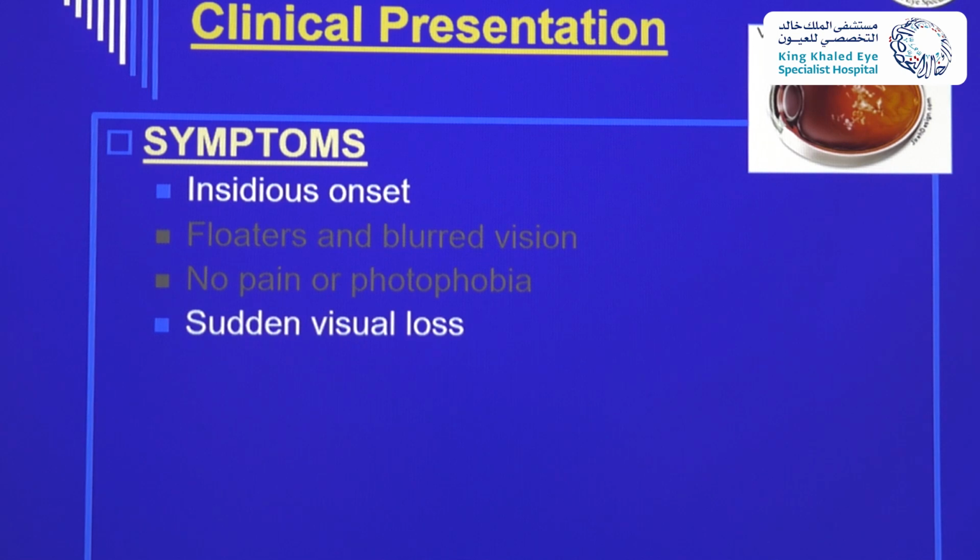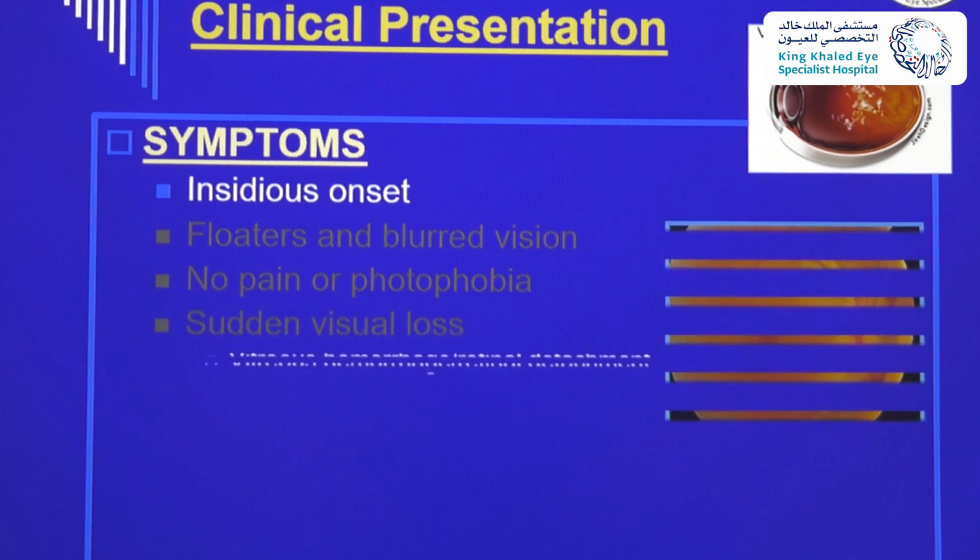Might they have sudden loss of vision? Why? Here we have to think about the complications of the disease. What are the most common complications of the disease? This is not that obvious, but think about it. This patient might have, as we said, multiple sclerosis, might have peripheral ischemia, might end with sudden vitreous hemorrhage, and that could lead to sudden visual loss.